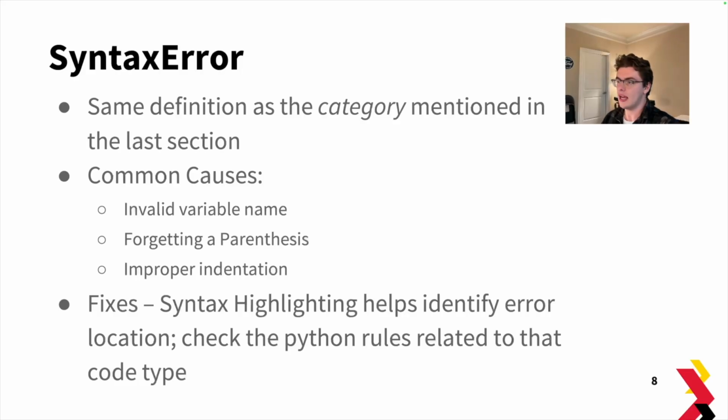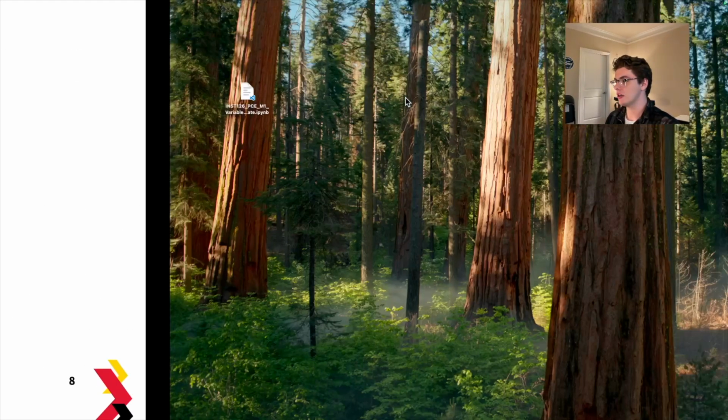Syntax errors have the same definition as a category I mentioned before, so it's something in the grammatical structure of your Python code is invalid in a way that the Python interpreter just doesn't know how to run your code. You'll see the failure before the code even runs. A common example may be an invalid variable name, forgetting a parentheses, or improper indentation. So let's take a look at a syntax error here.